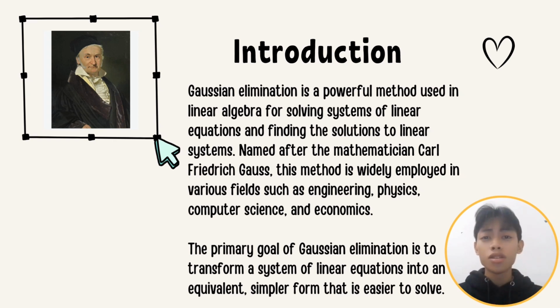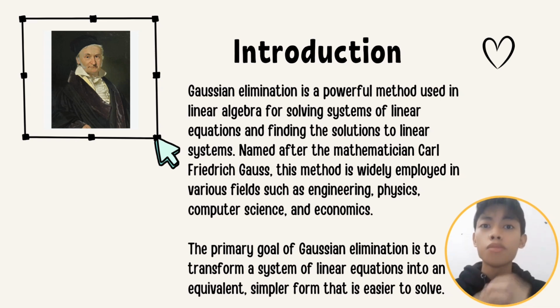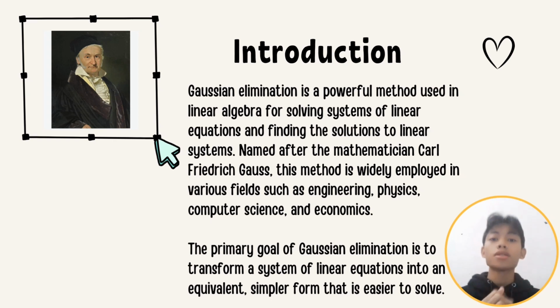What is Gauss elimination? Gauss elimination is a powerful method in linear algebra for solving systems of linear equations and finding the solution to linear systems. It is named after the mathematician Carl Friedrich Gauss. This method is widely employed in various fields such as engineering, physics, computer science, and economics. The primary goal of Gauss elimination is to transform a system of linear equations into an equivalent, simpler form that is easier to solve.